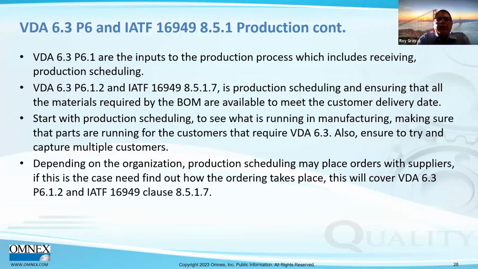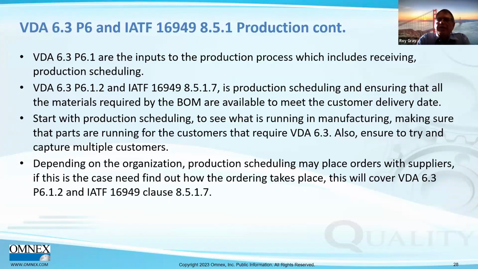VDA 6.3 and IATF for production. So we're looking at 8.5.1 and P6 of VDA 6.3. When we get into P6, 6.1, that's inputs to the production processes. It's going to include receiving and production scheduling. And of course with IATF, we have to receive our product and make sure that the product is meeting customer requirements and statutory and regulatory requirements.